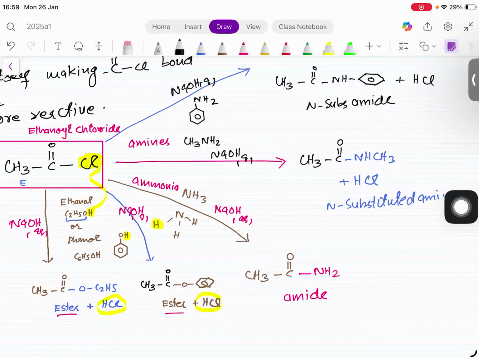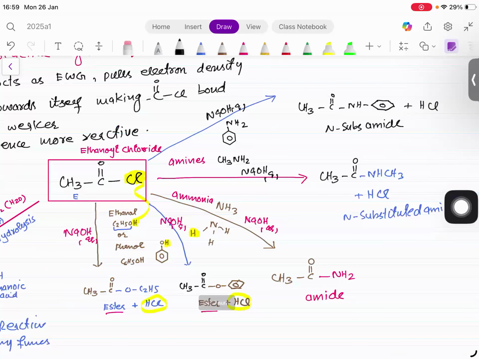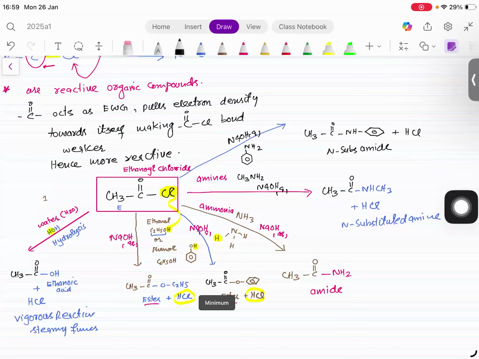So all these reactions. Now we have to look at the mechanism of this, right? So mechanism, how this reaction takes place. I hope you have done the copying of all this. I'm going to give you 1.5 minutes.